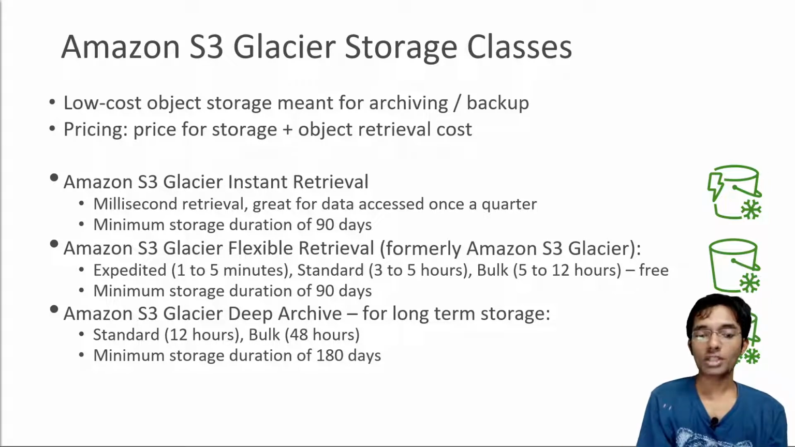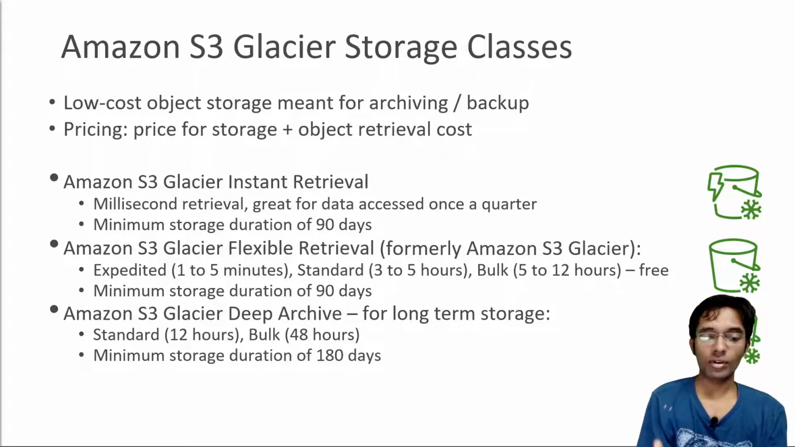You have Expedited, where you get the data back in 1 to 5 minutes. You have Standard, to get the data back in 3 to 5 hours, or Bulk, which is free, and where you get data back in between 5 to 12 hours. The minimum storage duration as well is 90 days. So here Instant means you retrieve data instantly, and Flexible means that you are willing to wait up to, for example, 12 hours to retrieve your data.